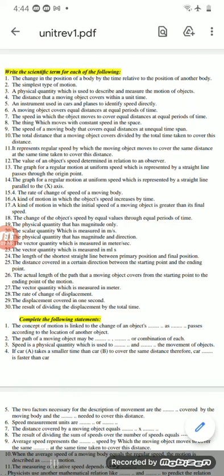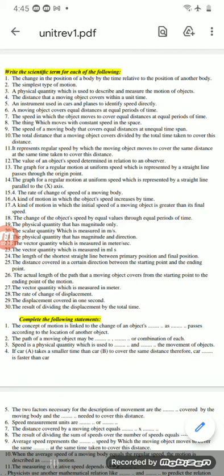Number 8. The thing which moves with constant speed in the space. Light. A light ده ال thing اللي move with constant speed in the space أو uniform speed أو ال electromagnetic waves. Number 9. The speed of the moving body that covers equal distance at unequal span أو at unequal periods of time. Non-uniform speed.